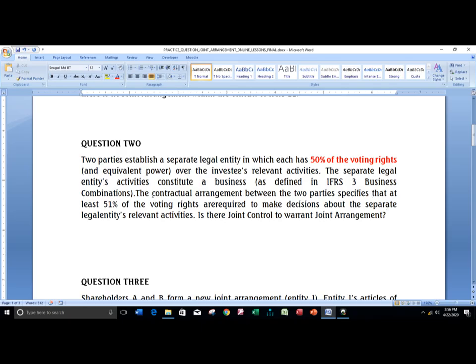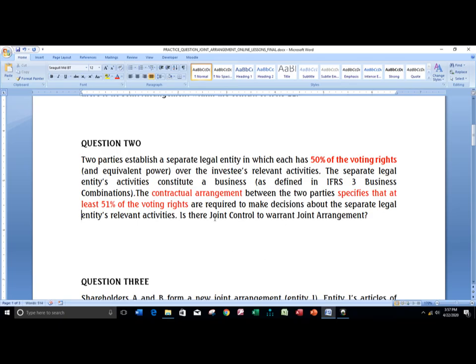Specifies, look at the contractual agreement. Contractual agreement is important. Okay? What does it specify? It specifies that there must be what? At least 51% voting right are required to make decisions about the separate legal entity.